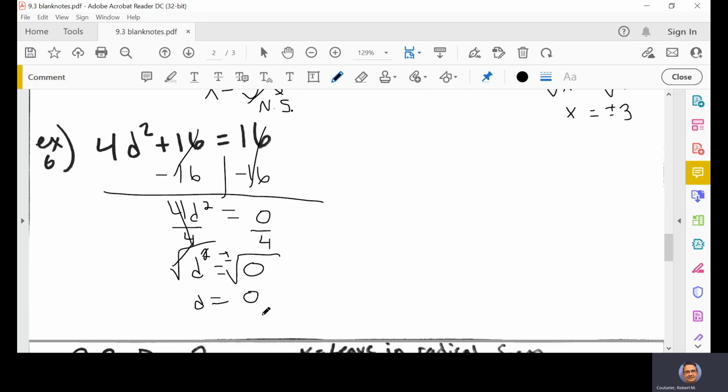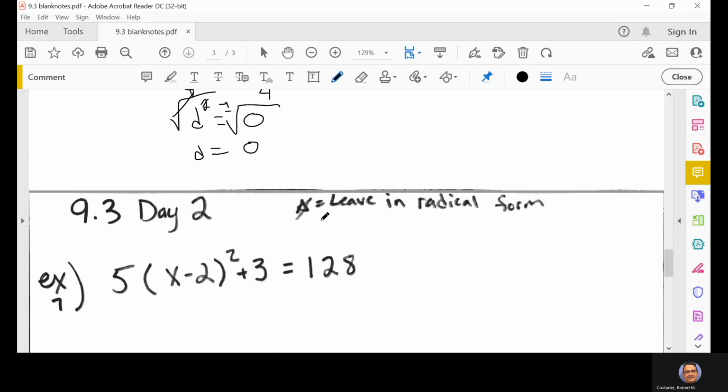Right? I will keep working out. Now, if we see a star by one of these problems, we're going to leave our answer as a radical. Maybe we're not getting a perfect square. So we don't want to estimate and try to leave things exact answers unless it tells us to put things as a decimal.